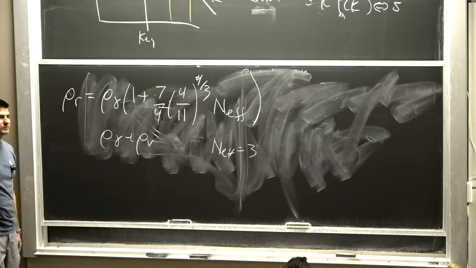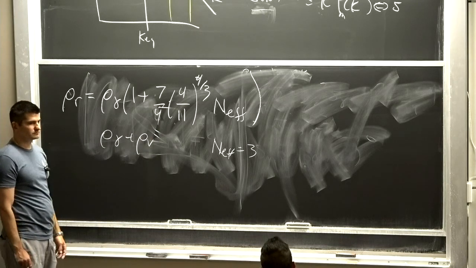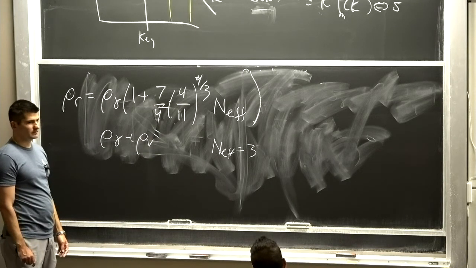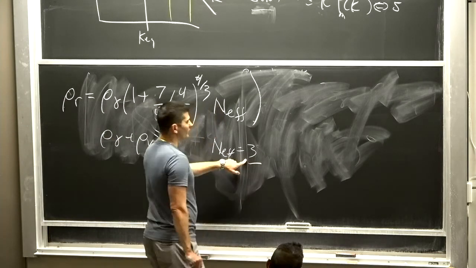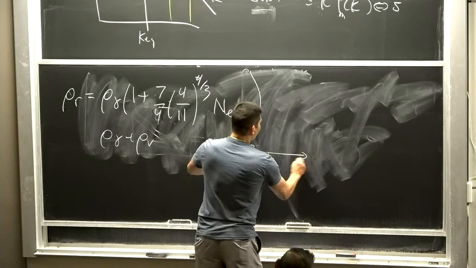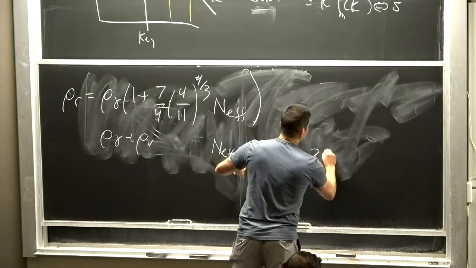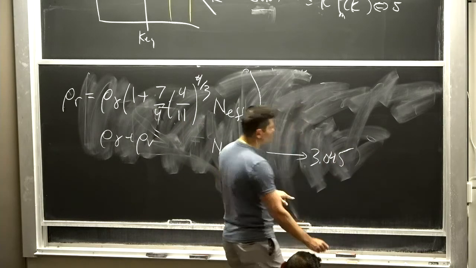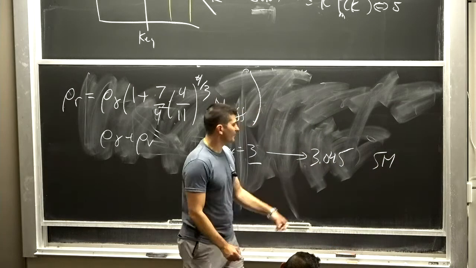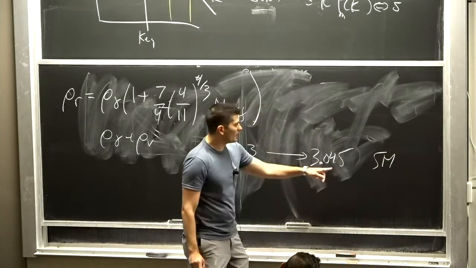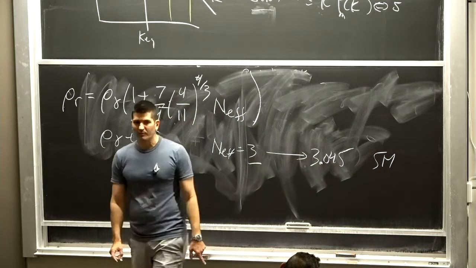Even without BSM physics, though, you can shift N effective away from 3 via incomplete decoupling, right? Yeah. So this is when our calculation holds, and there are actually 2 important effects that mean the true value in the Standard Model is 3.045. This is the best measurement estimate of the Standard Model value. The error right now is in the 4th decimal place.